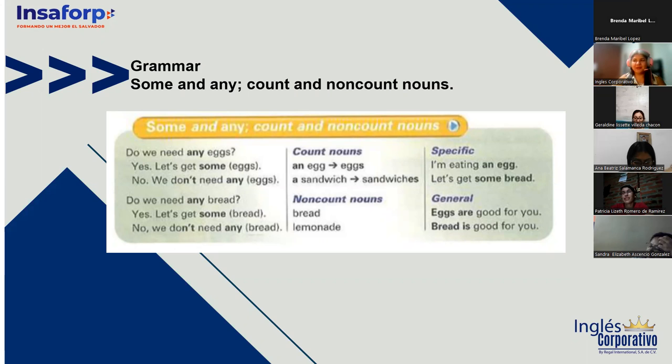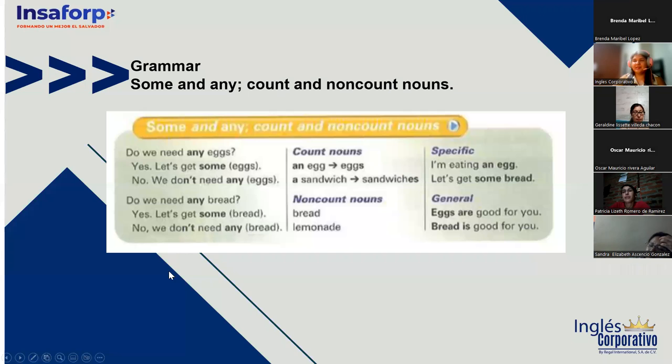Food. Talking about food, what? I need any chicken. Remember that any chicken, lo va a utilizar si usted lo necesita, sería positivo, right? I need some chicken. Okay. I need some juice. Okay.